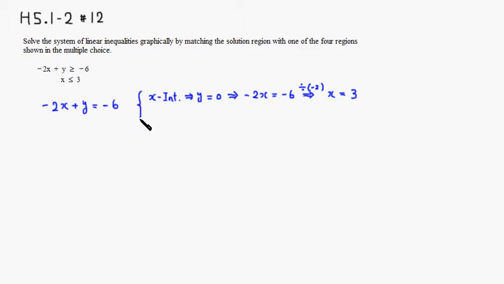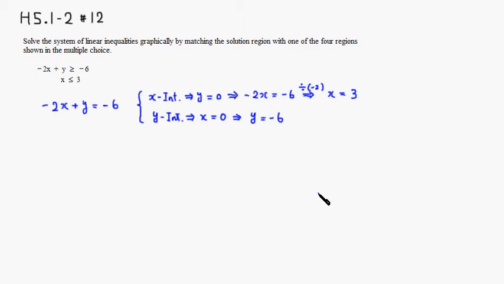Then we want to find the y-intercept. We're going to set x equal to 0. This implies the first term is 0 since x is 0. So you get y equals negative 6. So the y-intercept is negative 6. So let's sketch that borderline first.